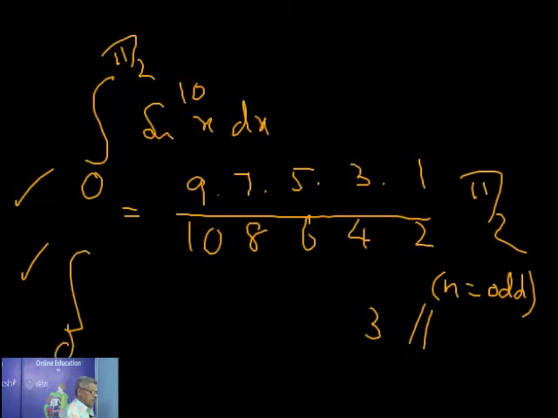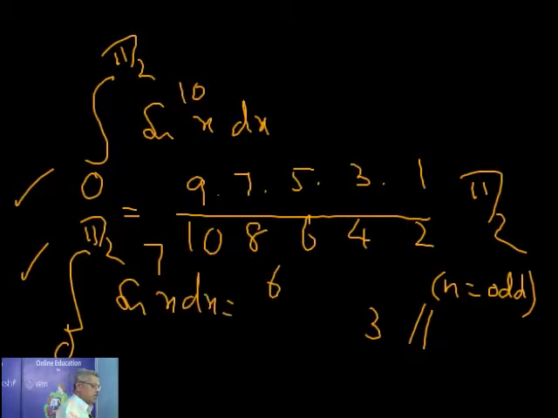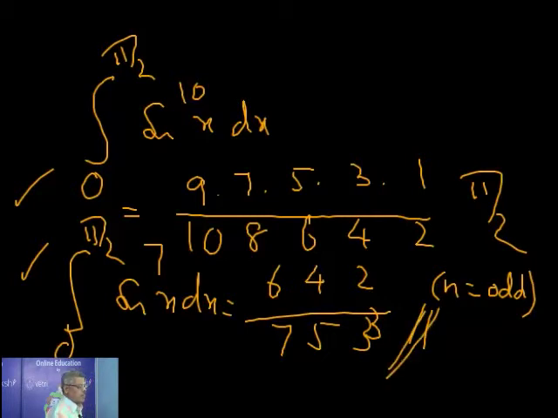Similarly, 0 to pi by 2, if you have an odd number, say sin x power 7. Start with n minus 1, going on diminishing by 2 until you reach 2 or 1. Here we are reaching 2. Stop with that. 7, 5, 3. If you want, you can write 1 or you can stop with this. So this is the value of this definite integral using the reduction formula.